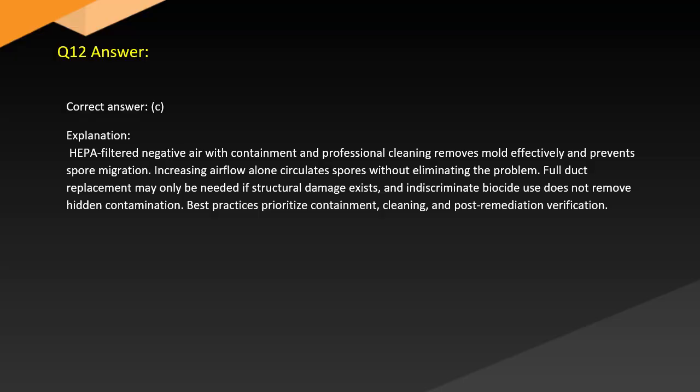Answer. Correct answer: C. Explanation. HEPA filtered negative air with containment and professional cleaning removes mold effectively and prevents spore migration. Increasing airflow alone circulates spores without eliminating the problem. Full duct replacement may only be needed if structural damage exists, and indiscriminate biocide use does not remove hidden contamination. Best practices prioritize containment, cleaning, and post-remediation.